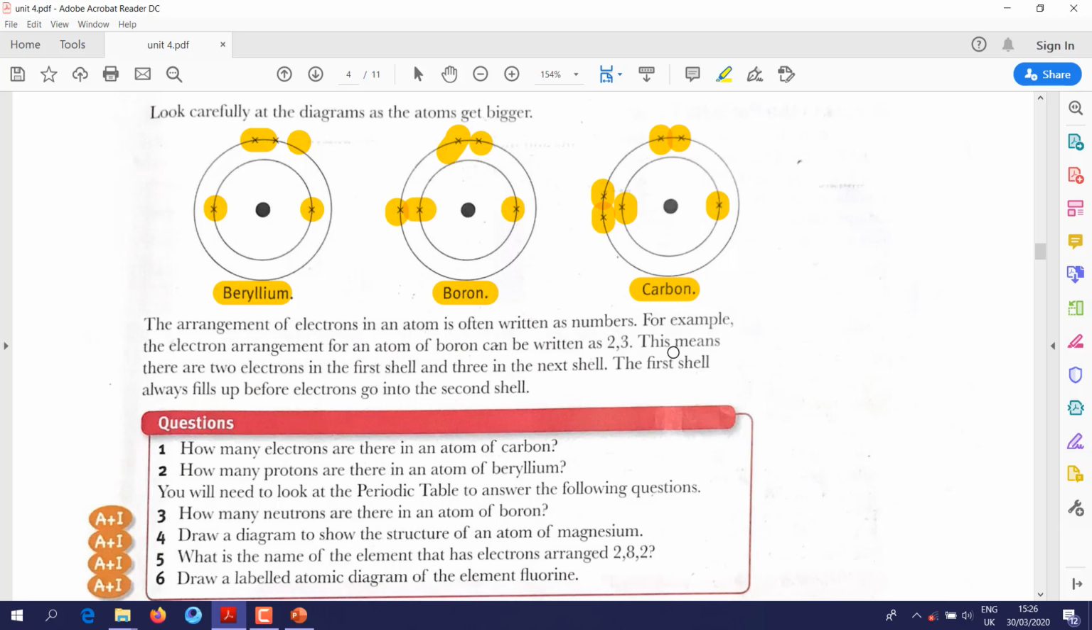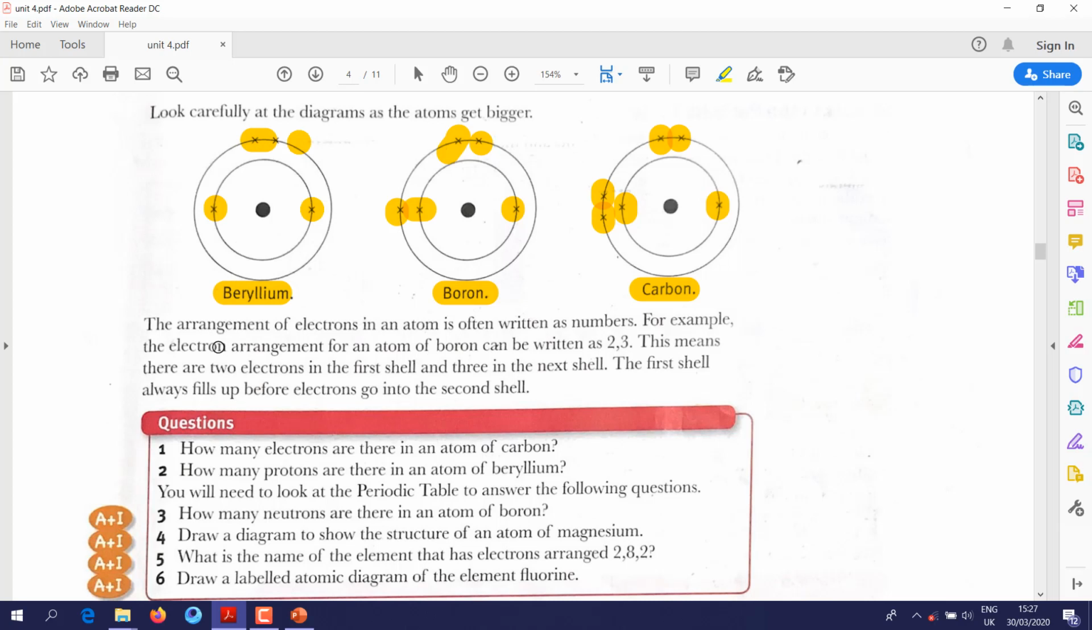Now, for example, let's take this one again as an example. Here we have this atom, it has how many electrons? 1, 2, 3, 4. How did we arrange them? We put the first 2 in the first shell, and the other 2 we put in another shell.